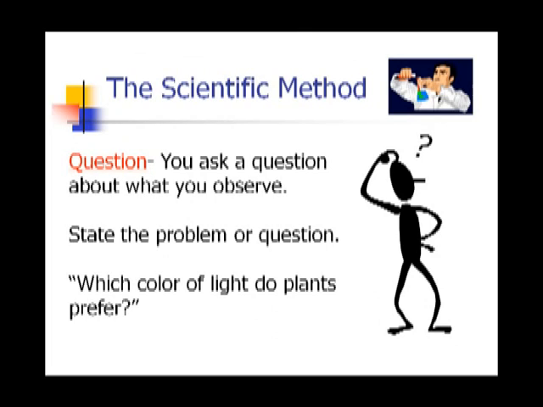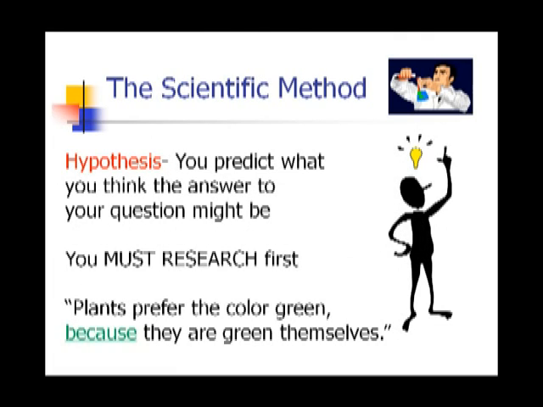And you state this problem or question. Here's the question this little fellow is asking. Which color of light do plants prefer? Then you would usually do more observations, but we are not putting that slide up again. You would make more observations and come up with your hypothesis. You predict what you think the answer to your question might be.